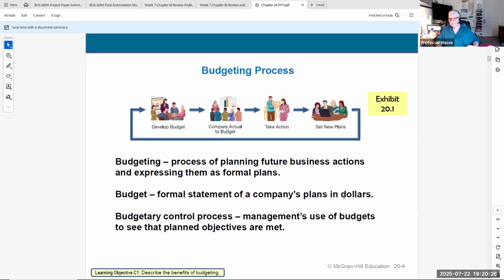It's to set the objectives and the goals of your organization. That's what a budget is. And it's very important to the process, and it's taking accounting information and applying it to a plan, a strategy.